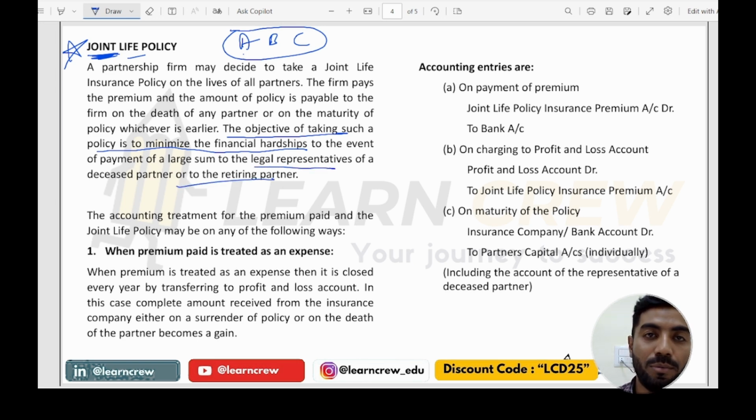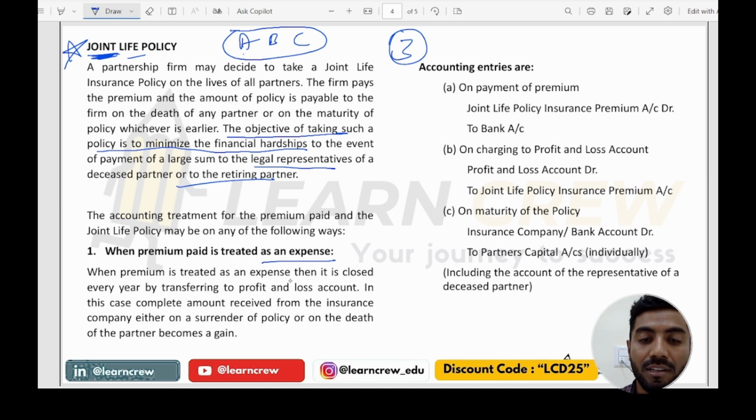But what is the accounting treatment for the joint life policy? There are three different methods basically. The first one is when the premium is treated as an expense. Whatever annual premium is to be paid, same as a life policy, when you treat this annual premium as an expense, whatever amount is paid is charged directly to the P&L account.